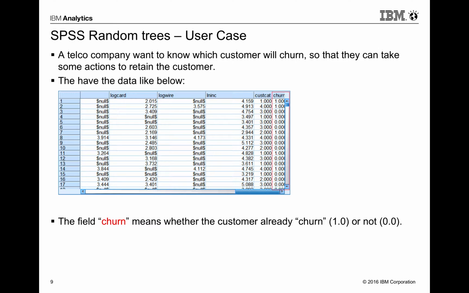I will introduce a use case of using random trees in Modeler. A telecom company wants to know which customers will churn, so that they can take actions to retain the customers. We have data like below. The last column means churned or not. 0 means not, 1 means already churned.